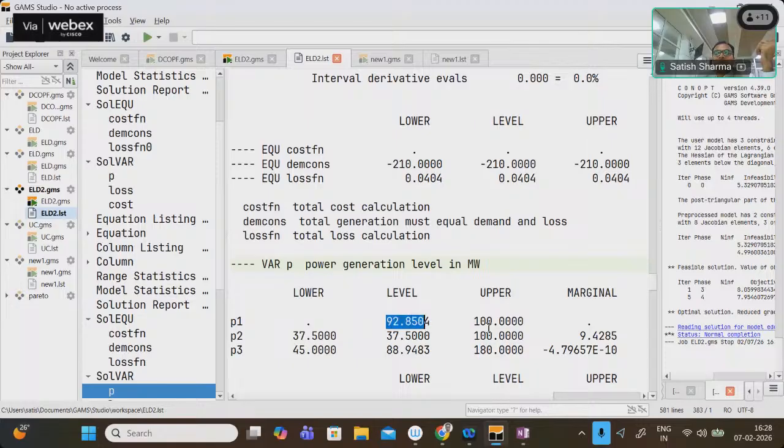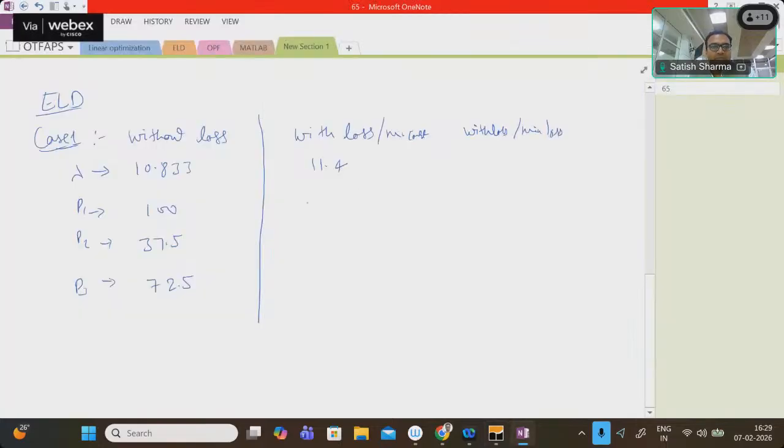This one is also within the bounds, with upper limit 100 and lower limit 0, so the marginal value here is 0. Both represent 0 in gains, for your knowledge. So the values are 92, 37 and 88.9, roughly around 97, 37.5 and 88.9 and something.